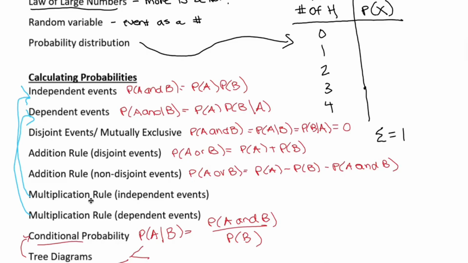For the multiplication rule, there are also two cases, independent events and dependent events. For independent events, it's the same formula that we used in the first example. The probability of A and B is equal to the probability of A times the probability of B. For dependent events, it's the probability of A and B equal to the probability of A times the probability of B given A.